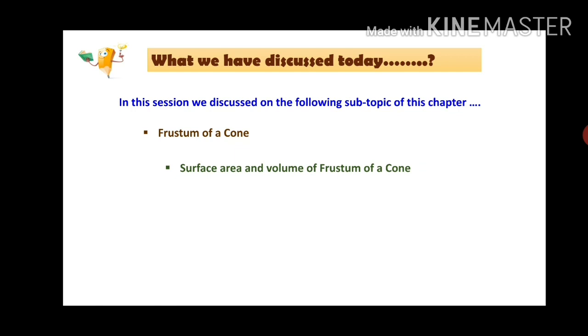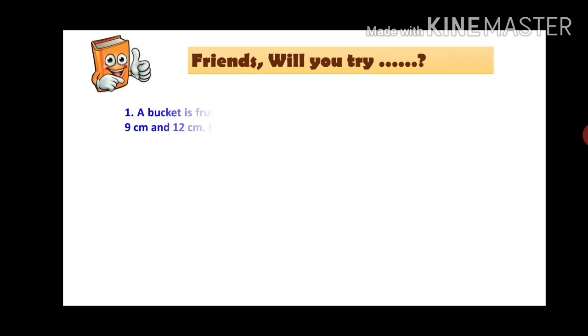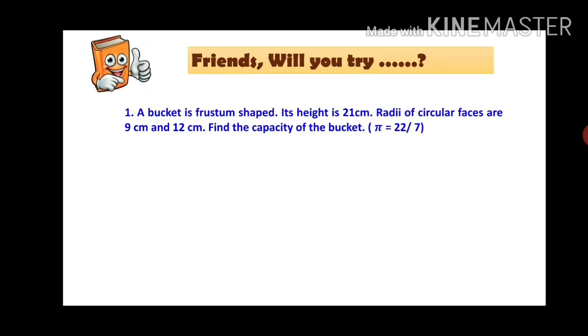Friends, what we have discussed today is of the following important subtopics: frustum of a cone, surface area and volume of frustum of a cone, and problems based on the above content. Let you try these problems. A bucket of frustum shape, its height is 21 cm, radii of the circular faces are 9 cm and 12 cm. Find the capacity of the bucket. Pi is equal to 22 upon 7.